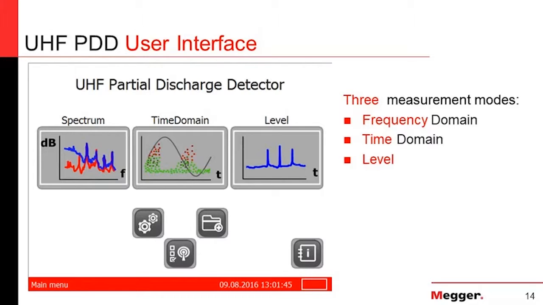So in time domain, you get the real, physical picture of your partial discharge in time domain, or phase resolved. Then you can have a look at the pattern and everything, and say which kind of PD it is. Then the third step is to go to level measurement and check the level and stability of the level of the partial discharge. So those three menus are pretty much the main menus of the UHF PDD.